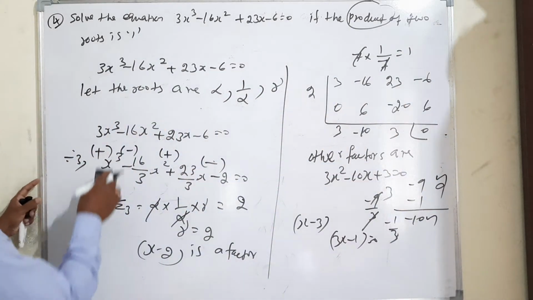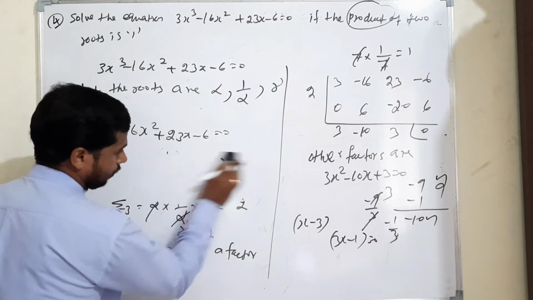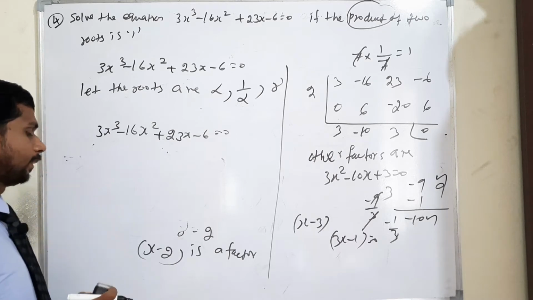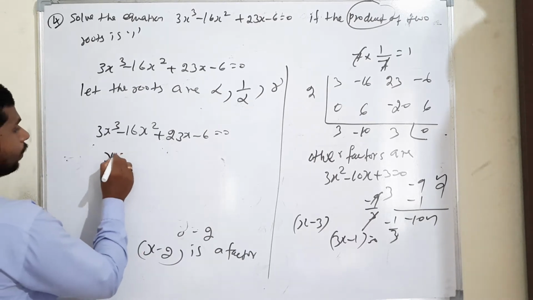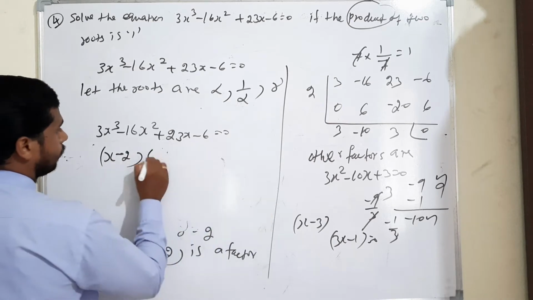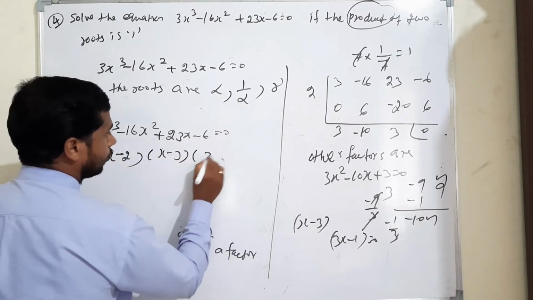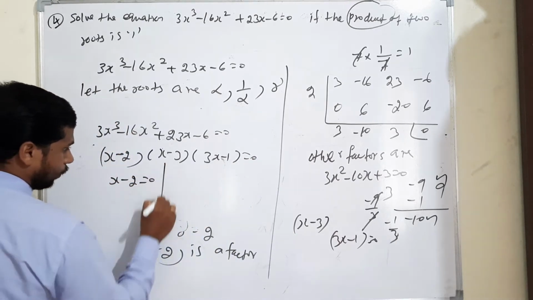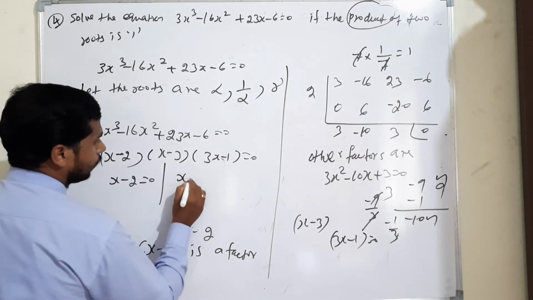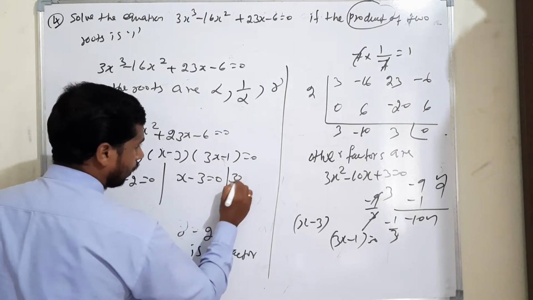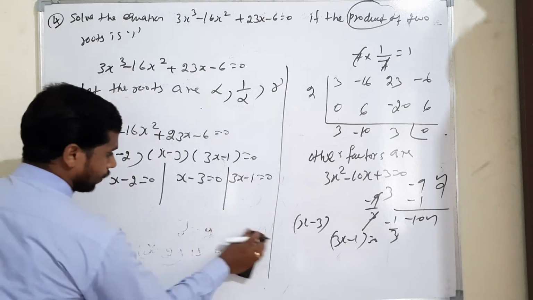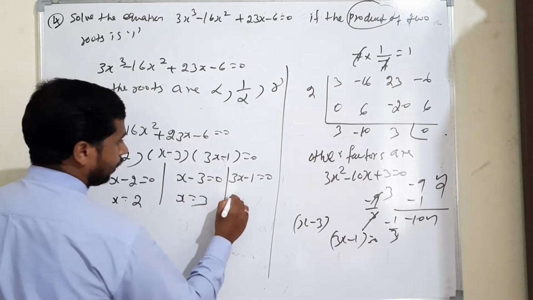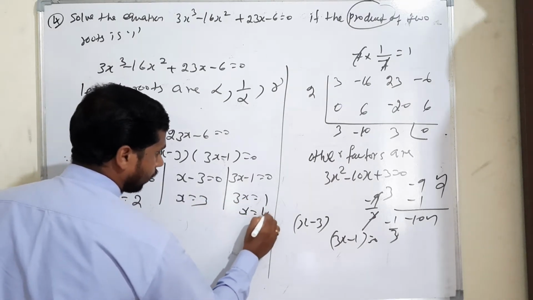Therefore, this is our question: 3x cube minus 16x square plus 23x minus 6 is equal to 0. What are the roots actually? One is x minus 2, another is x minus 3, the last is 3x minus 1, each equal to 0. Taking them separately: x minus 2 is equal to 0, x minus 3 is equal to 0, and 3x minus 1 is equal to 0. Therefore x is equal to 2, the second x is equal to 3, and the third 3x is equal to 1, therefore x is equal to 1 by 3.